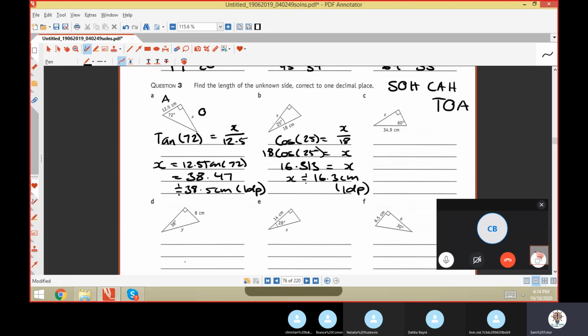Let's just check the next one. Is the hypotenuse really equal to the longer side? Yeah, that's correct. It's opposite to the box, always.